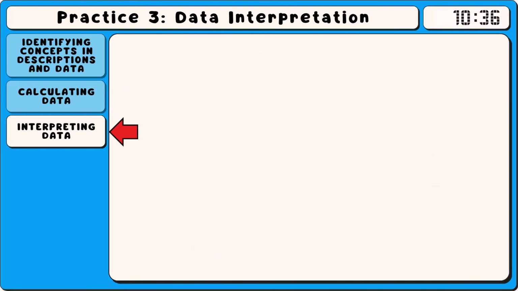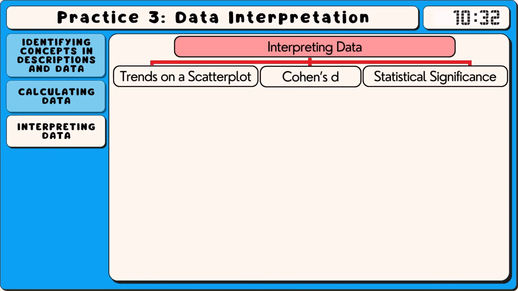Okay, our last lesson for scientific practice number 3 is titled Interpreting Data. In this section, you need to be able to interpret results from research that could be expressed as trends in a scatter plot, Cohen's d, and statistical significance. Let's start with trends on scatter plots.